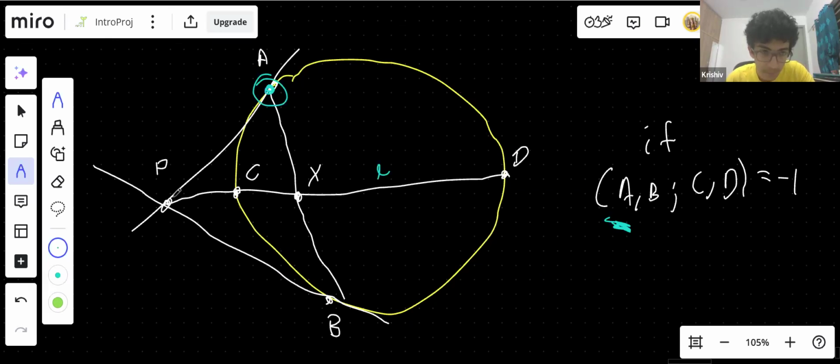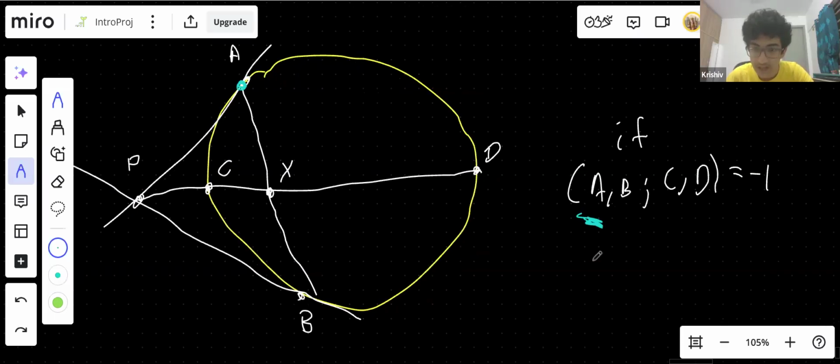So AA goes to P, right? The tangent goes to P, and AC stays at C because C is already on L. B goes to X, right? And D stays at D. So what I get is if ABCD is harmonic, then PX CD is also harmonic.